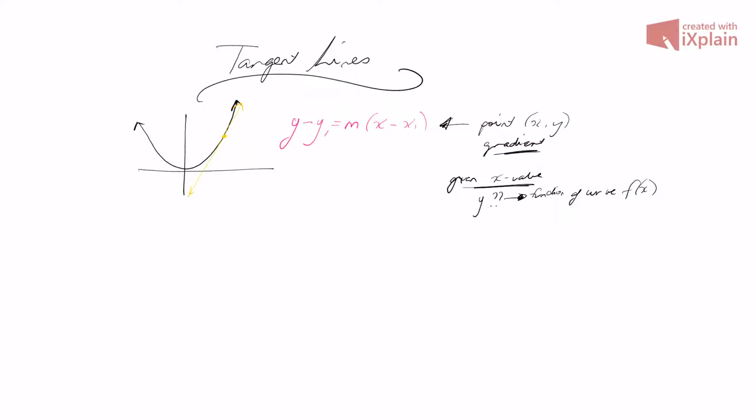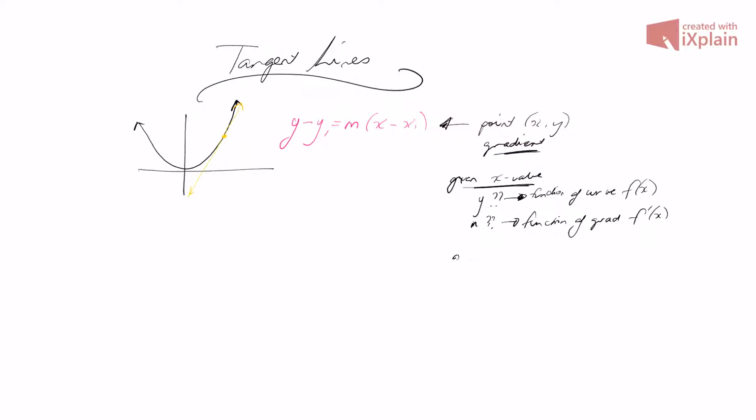And once you've got your y value, you have to say to yourself, okay, now I need the gradient. How am I going to find the gradient? Well, the gradient is equal to the derivative at a particular point, because the derivative is the equation for the gradient along that curve at any point. So if we need m, we need to use the function of the gradient, which is f dash x. So we're going to substitute in there.